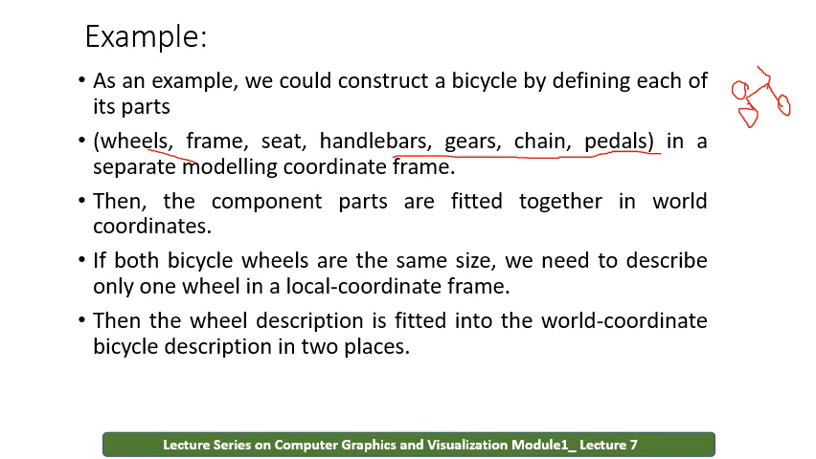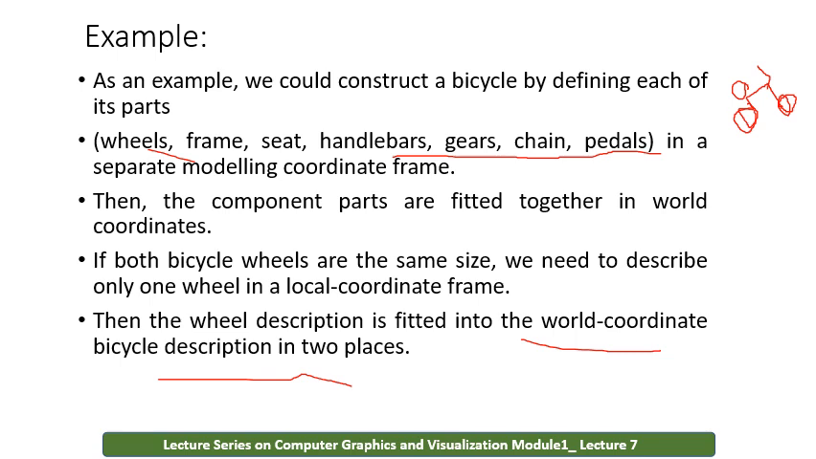If both bicycle wheels are of the same size, we need to describe only one wheel in a local coordinate frame, because both have the same size. Once it is defined, we can take the same copy from the local coordinate frame itself. Then the wheel description is fitted onto the world coordinate bicycle description in two different places. That means we draw the bicycle wheel only once in a local coordinate frame, and then the wheel description is fitted into the world coordinates.